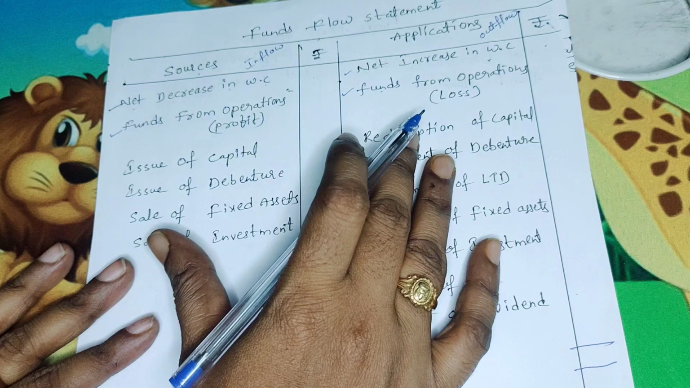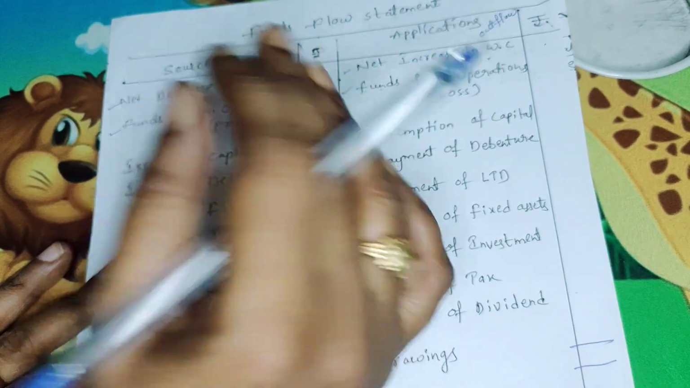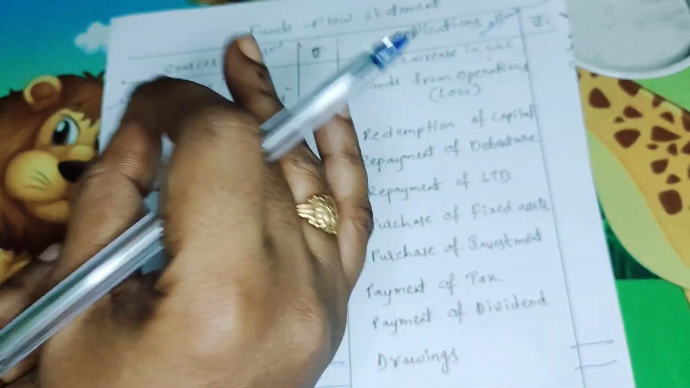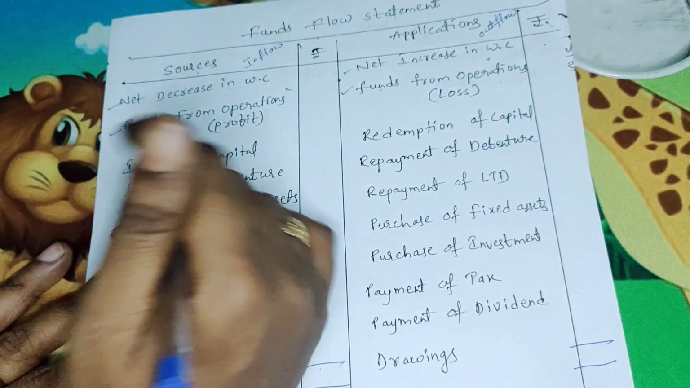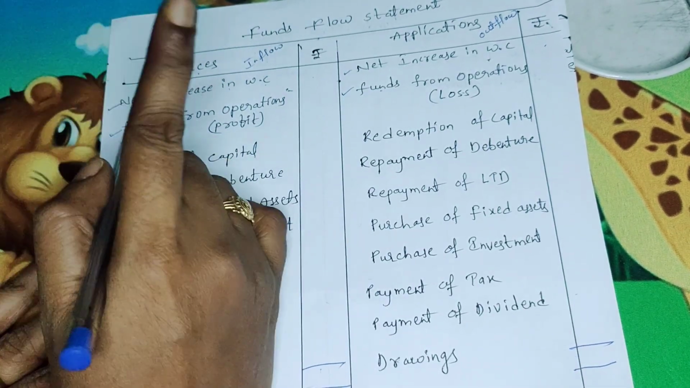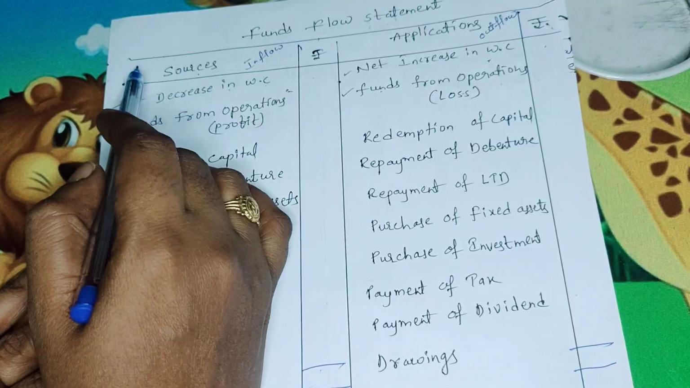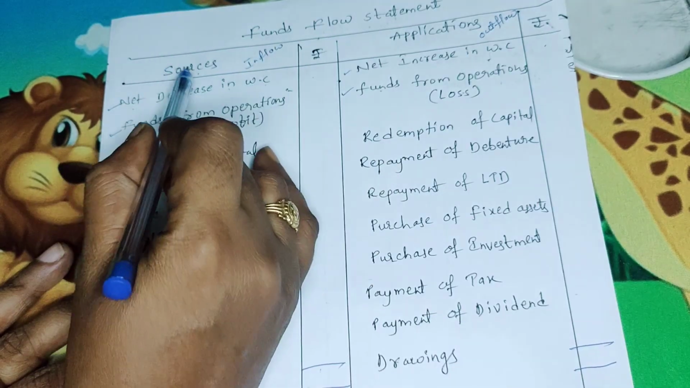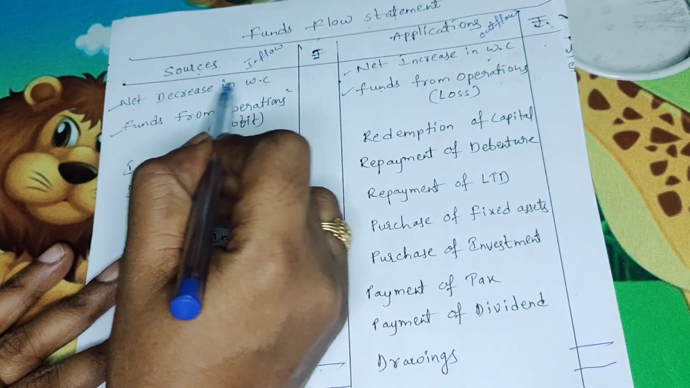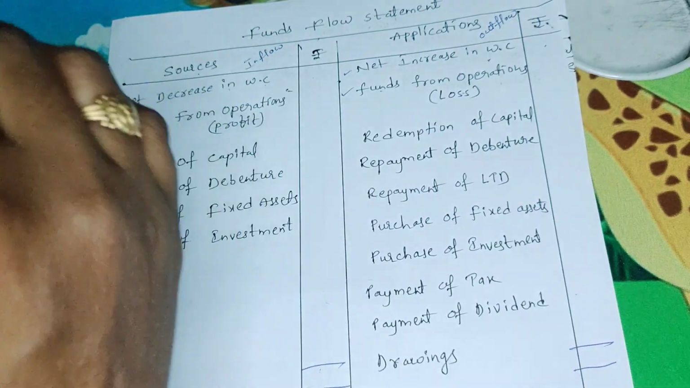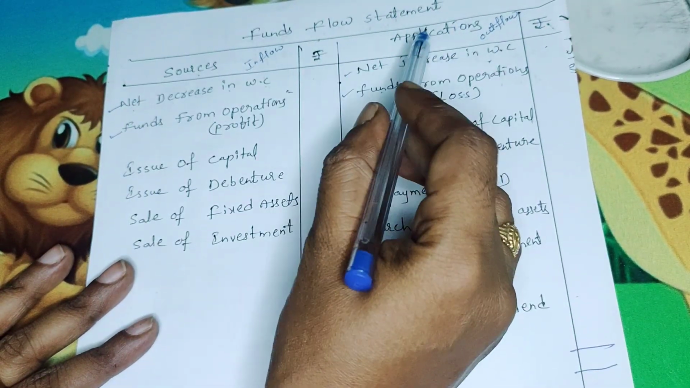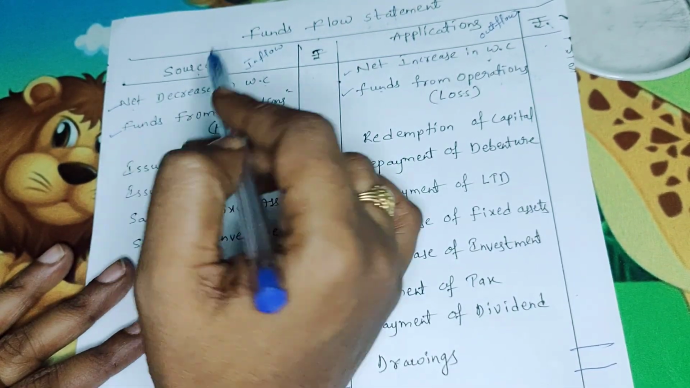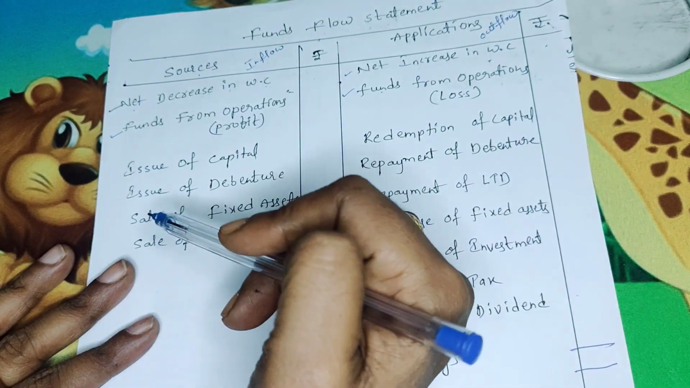First, what we should write? First, we need to write the first and second statement answers in the sources and applications. Where we should write, in the source or application? Let's see. In the first statement, what is our answer? Either net increase or decrease in working capital. If it is a decrease in working capital, that will be a source. See here, net decrease in working capital. If it is an increase in working capital, that will be an application. Okay, so decrease in working capital is source, increase in working capital is application, right?